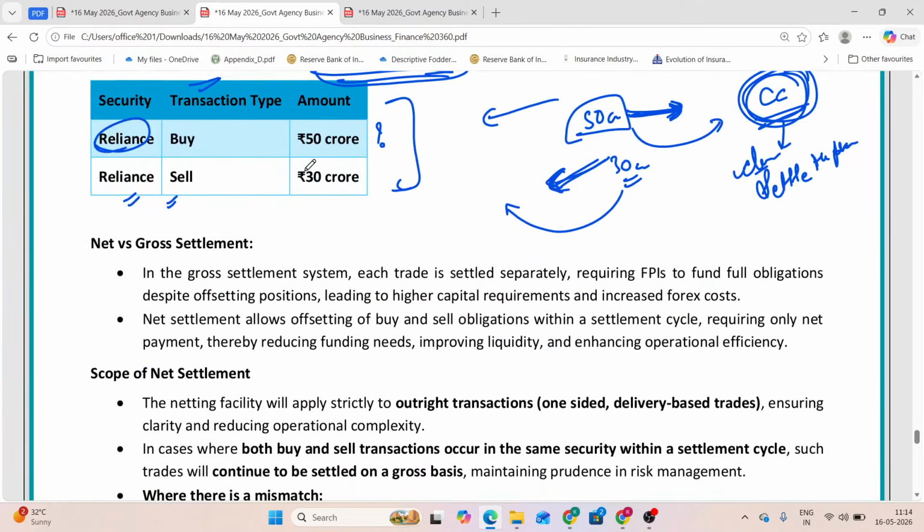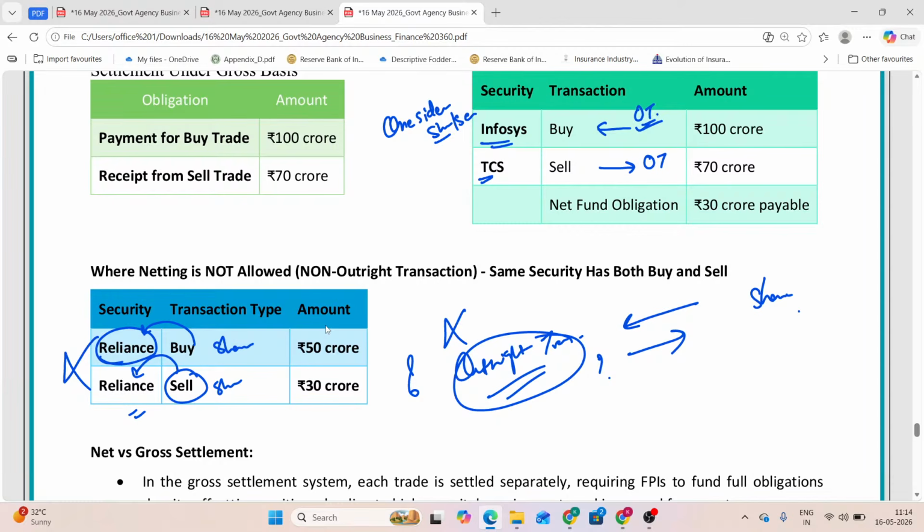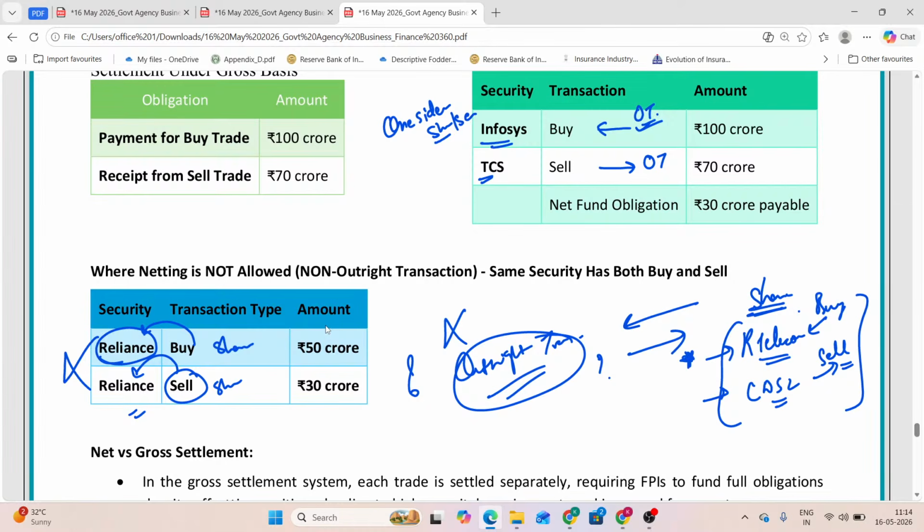Let's say I am purchasing the shares of Reliance Telecom, and I am selling the shares of CDSL. Is this an outright transaction? Yes, this is an outright transaction where only a one-sided transaction is happening. It means I'm only buying the Reliance Telecom shares, I'm not selling them also. And in CDSL also, I'm only selling, I'm not taking the opposite position. So this is an outright transaction.